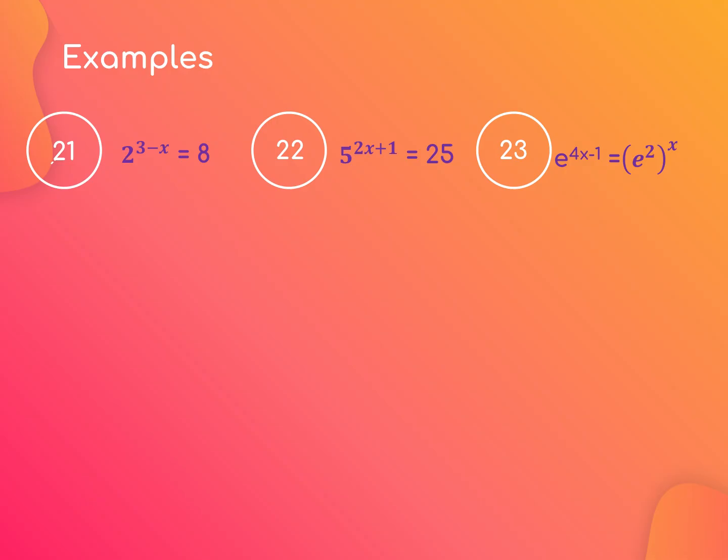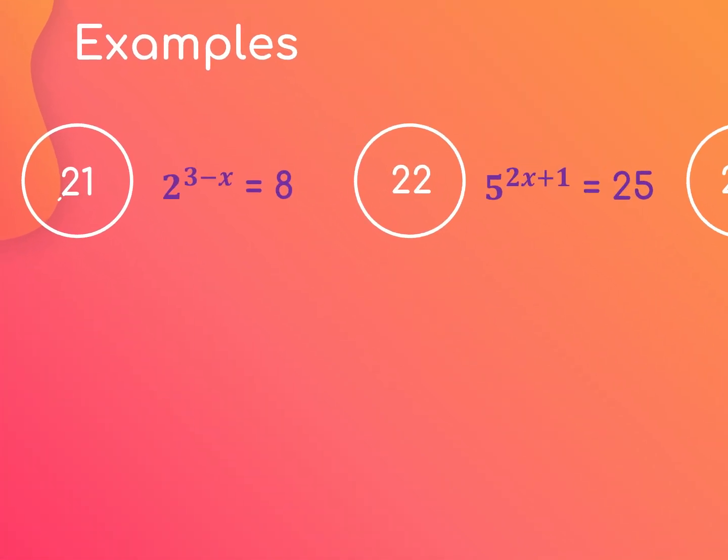All right, some more pretty simple examples. Something like this one right here: 2 to the 3 minus x equals 8. I know that 8 we can rewrite as 2 to the power of 3. And then on the other side, I still have 2 to the 3 minus x. The 2s are going to cancel out, and so we get 3 minus x equals 3.